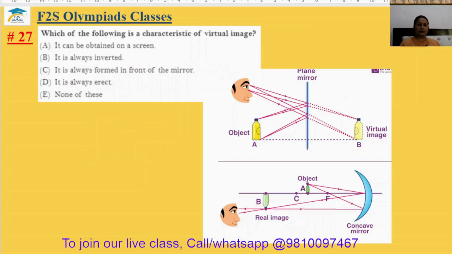Question number 27. Which of the following is a characteristic of a virtual image? It can be obtained on the screen. A virtual image cannot be obtained on the screen. Okay? It is always inverted. No, a real image is inverted. It is always formed in front of the mirror. It is not compulsory that it will always be in front of the mirror. It can be behind the mirror also. It is always erect. Yes, a virtual image is always erect. So D will be the answer. The 27th answer is option D.